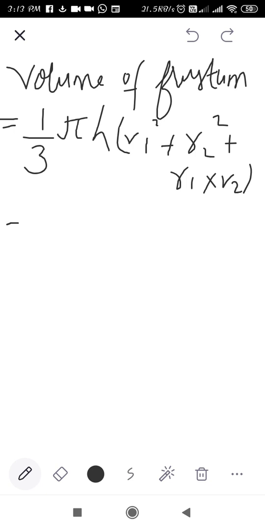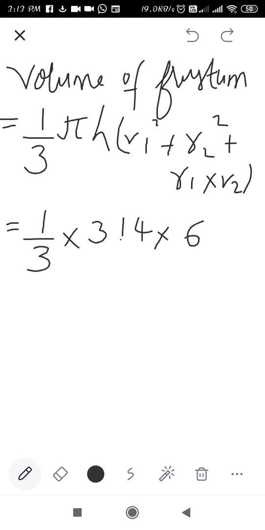Now we will substitute the values. Okay, 1 upon 3 into pi. Value of pi is 3.14. So write down that value h. H is 6 centimeter.